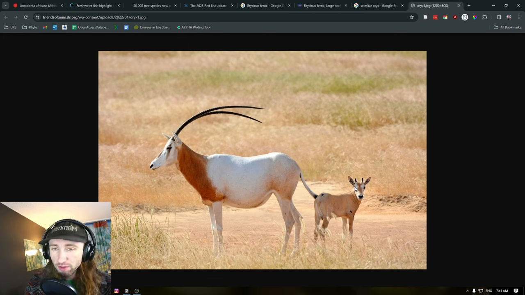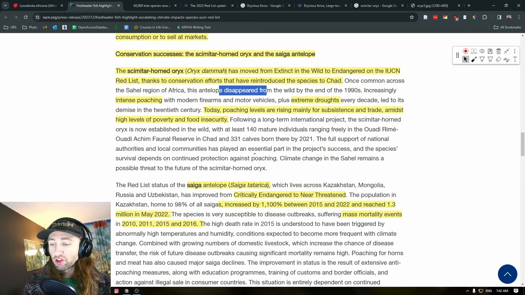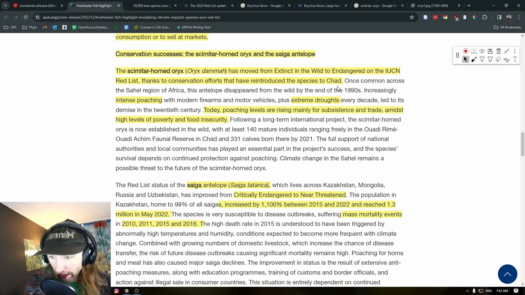This is the scimitar-horned oryx, a species you have likely seen in zoos, which has been brought from extinct in the wild to endangered. So this is thanks to a lot of conservation efforts out in Chad. Unfortunately, increased poaching, extreme droughts, as well as numerous other issues, led to the decline of the species until its ultimate extinction in the wild in the 20th century. However, they were found in private ranches, in zoos, etc.